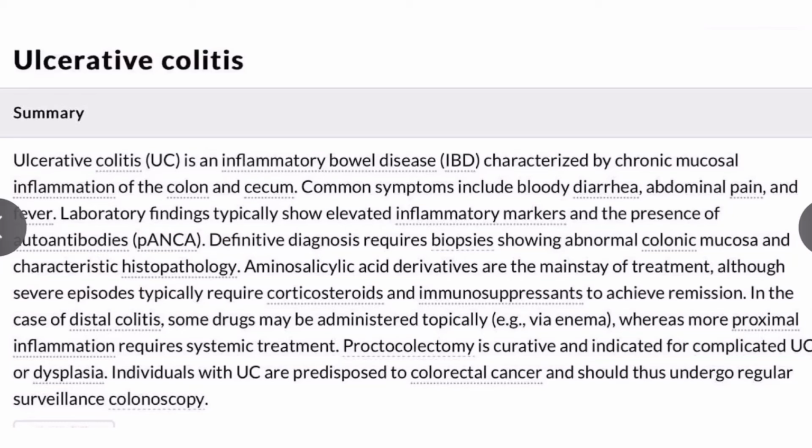Now what is the other terminology you need to know? This is mostly involving distal colitis. You know, right? Because it is arising from the distal colon, meaning your rectum and your sigmoid colon will be inflamed. All the mucosa will be starting from the distal part. Some drugs you can administer topically to treat this, that is via enema. Most proximal inflammation requires systemic treatment.